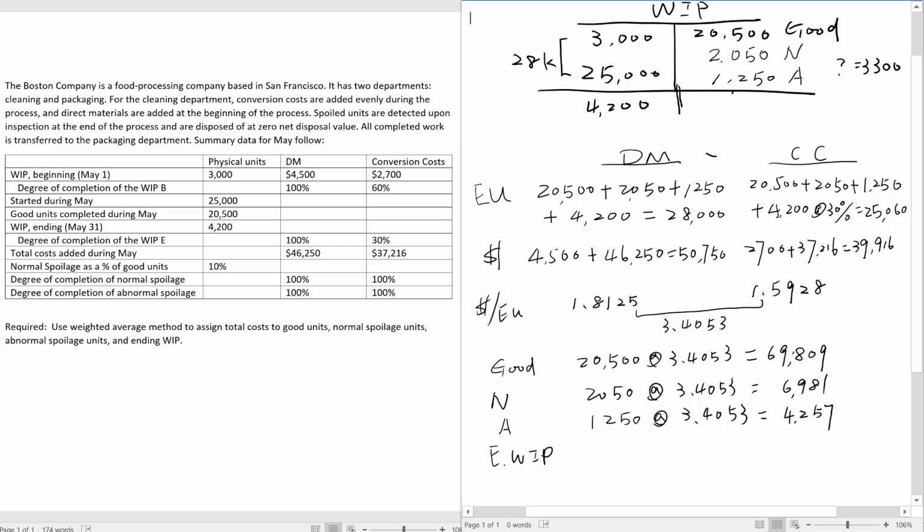Costs assigned to ending work in process are direct materials amount 4,200 units times 1.8125 plus conversion costs 4,200 units times 30% times 1.5928 equal to $9,619.